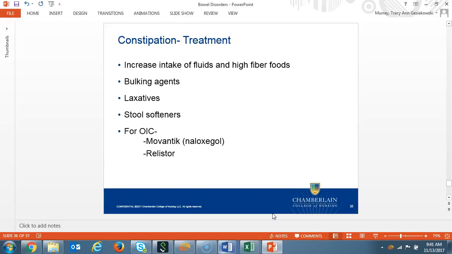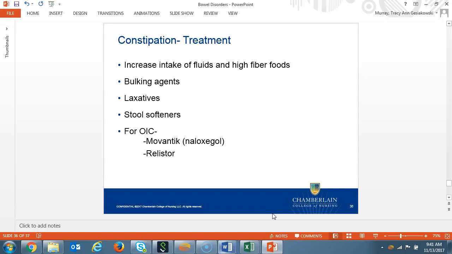Bulking agents such as psyllium and methylcellulose are laxatives that help hold water in the stool and add bulk to it. The increased bulk stimulates the natural contractions of the large intestine. Bulkier stools are softer and easier to pass. Bulking agents act slowly and gently. These agents generally are taken in small amounts at first. The doses increase gradually until regularity is achieved.